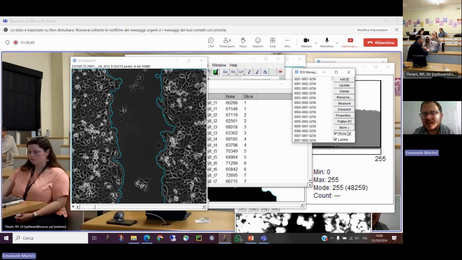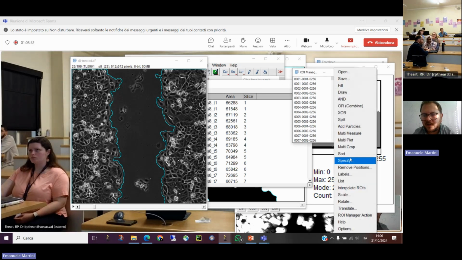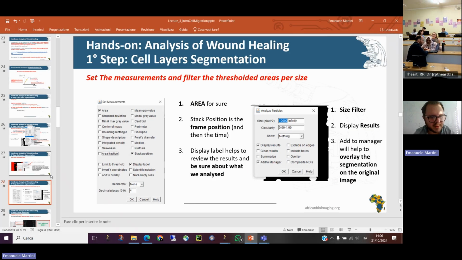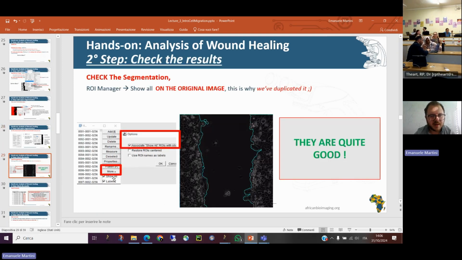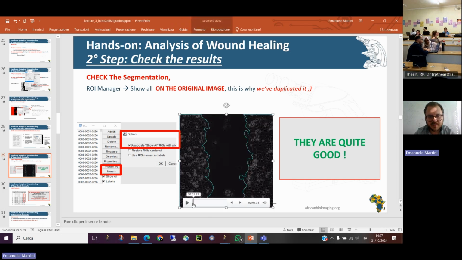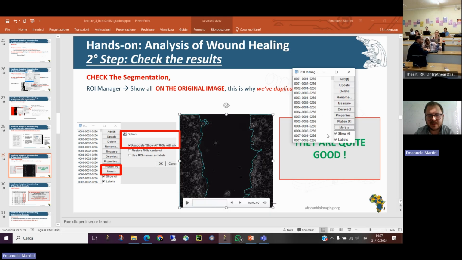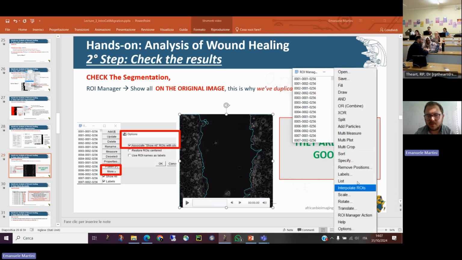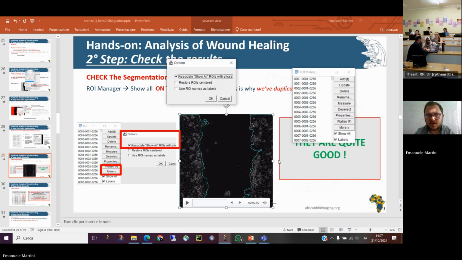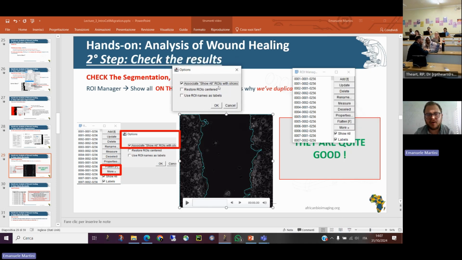If you don't see like this, you have to be sure that you set a setting. Let me see if I have it here. Oh no, I have it here. If you don't see well like this, it's because you don't have these settings. They are in More options. You go to ROI Manager, you go to More, then Options, and you have to associate Show All with slices. Let me know if you have found it.